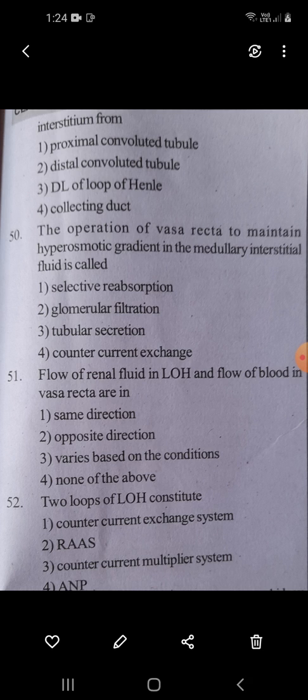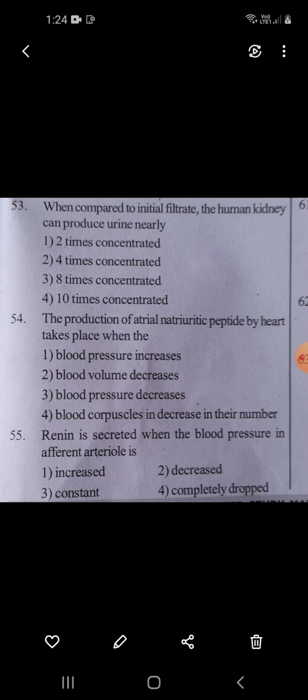Next, 52nd question. Two loops of LOH constitute: 1. Counter current exchange system, 2. RAS, 3. Counter current multiplier system, 4. ANP.